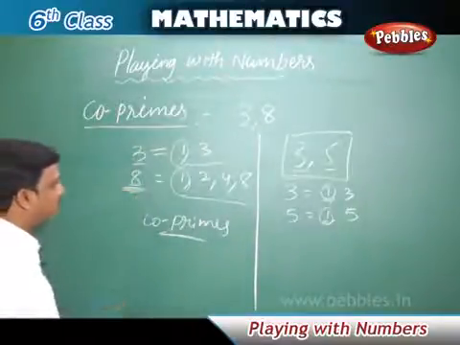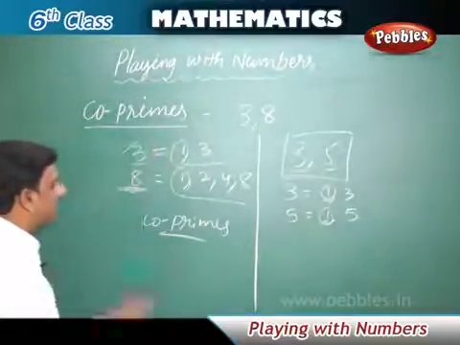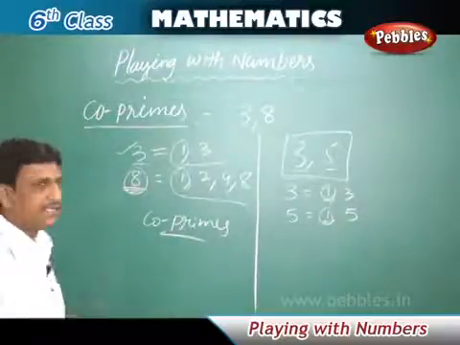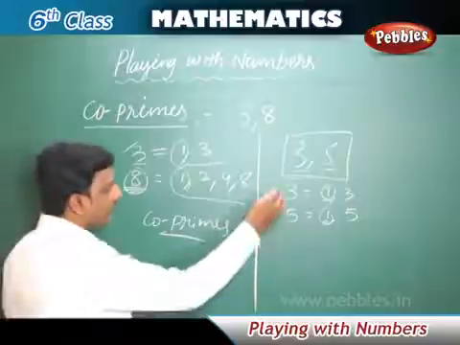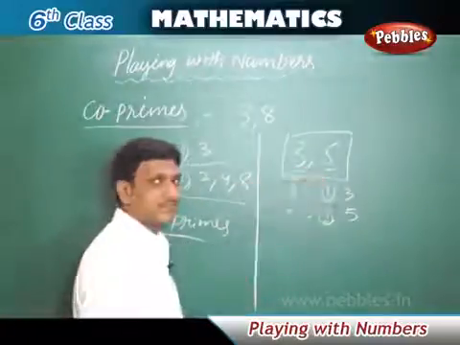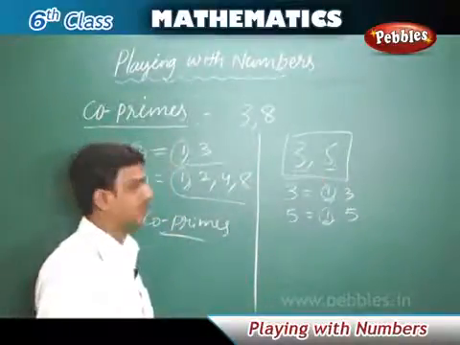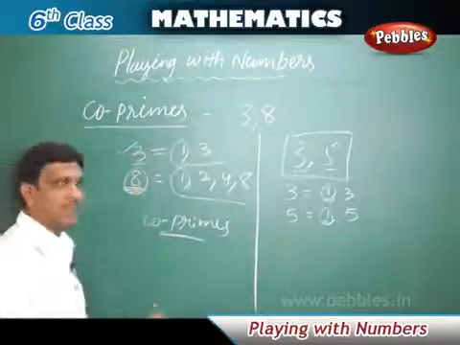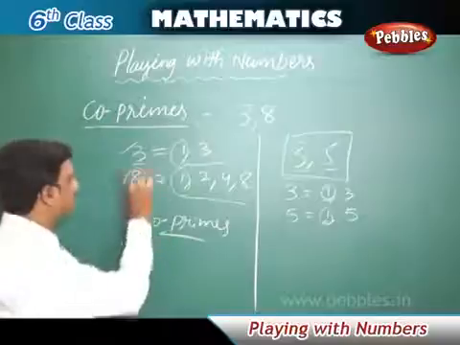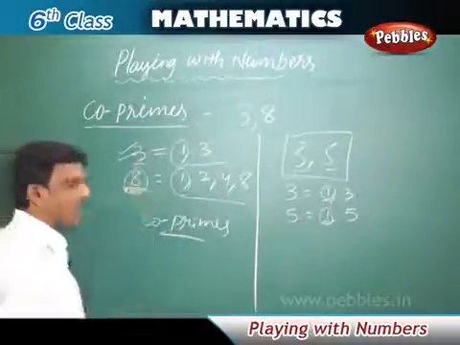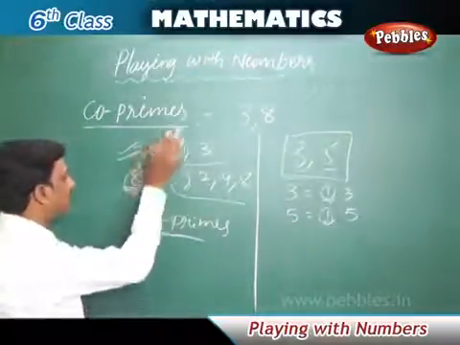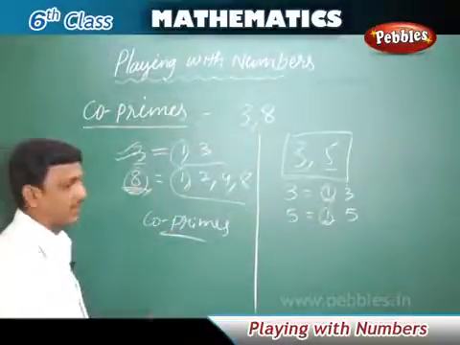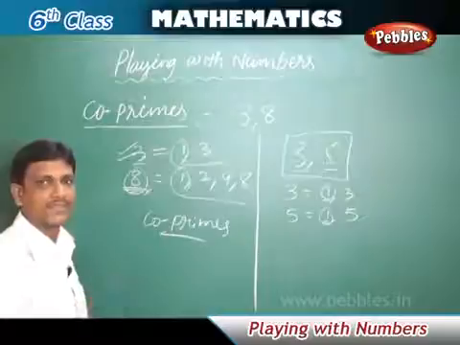This is not a prime number. Of course, 3 is a prime number, but 8 is not a prime number. So here we can understand that relation. What is that relation? All prime numbers are co-primes because they have 1 in common. But all co-primes need not be prime numbers, because see this example, 3 and 8. 3 may be a prime number, but 8 is not. So all the co-primes need not be primes.